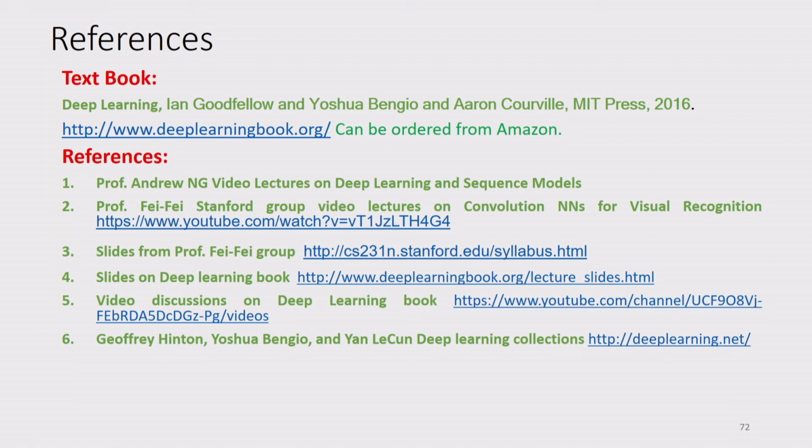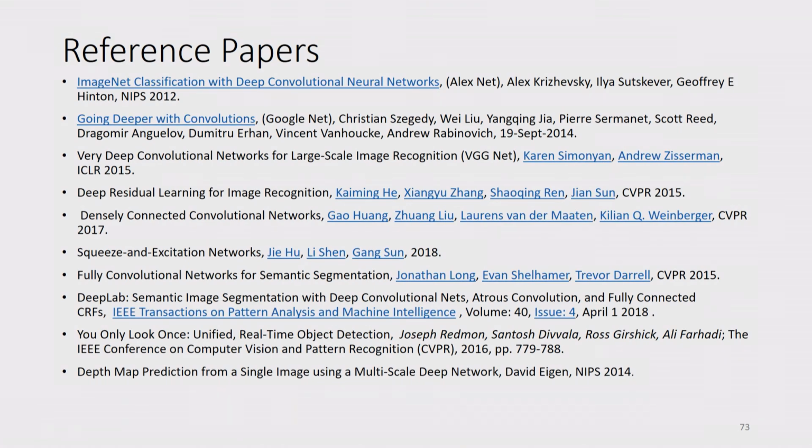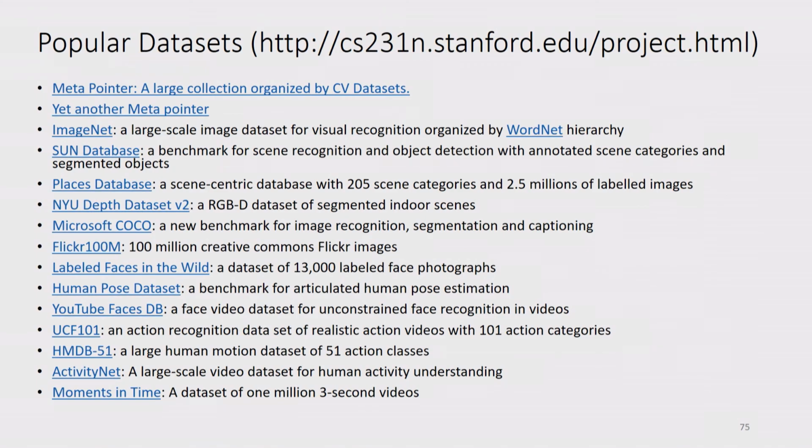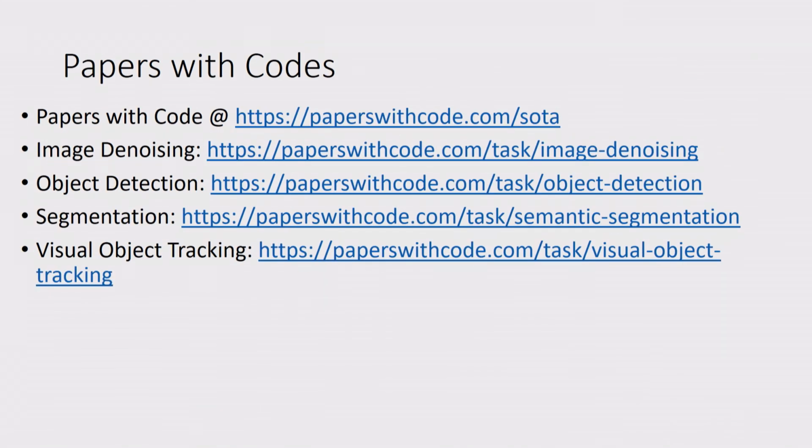You can see plenty of references for deep learning and deep learning in computer vision. As I mentioned in the morning, Professor Fei-Fei Li's team at Stanford has video lectures on convolutional neural networks for visual recognition. There are plenty of other references there.